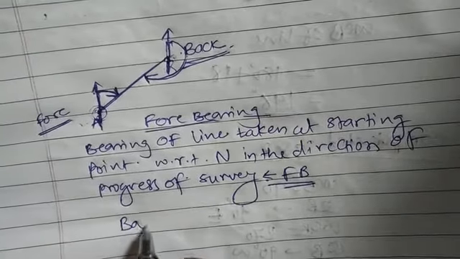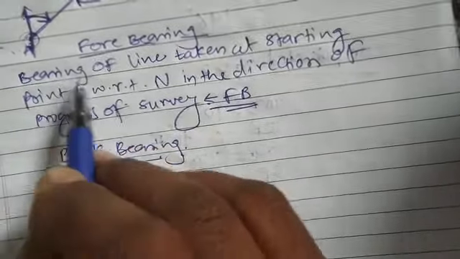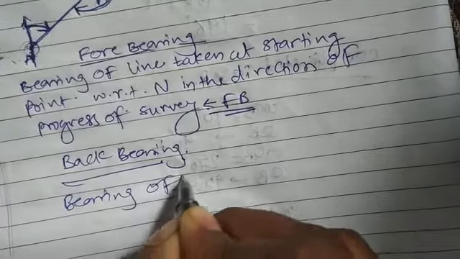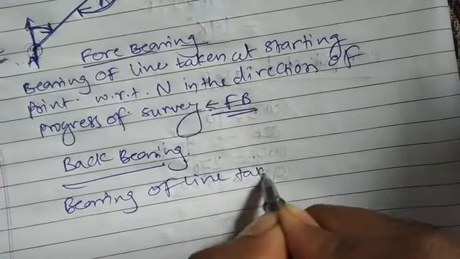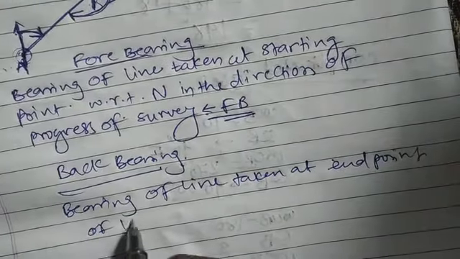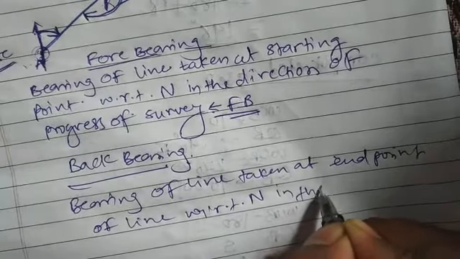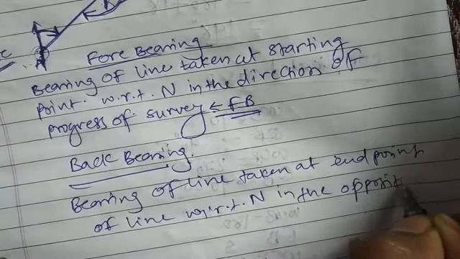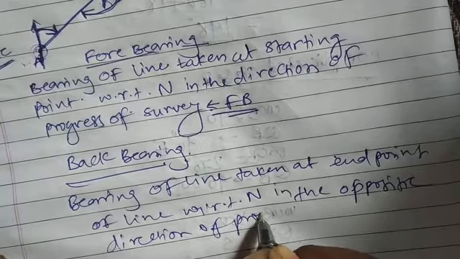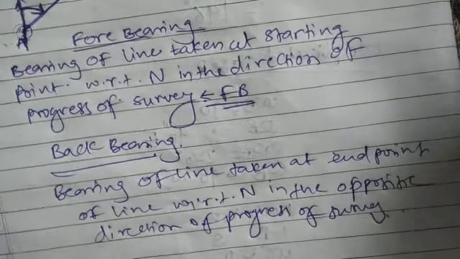That is the back bearing. So let's define back bearing. The whole definition is the same. The bearing of a line taken at the end point of the line with respect to north in the opposite direction of progress of survey. So this is the definition of back bearing.